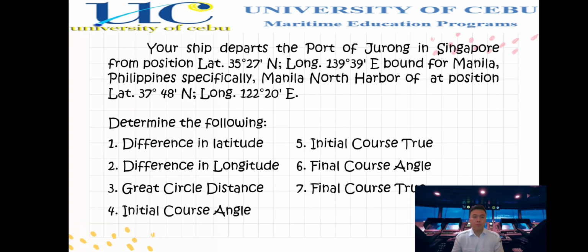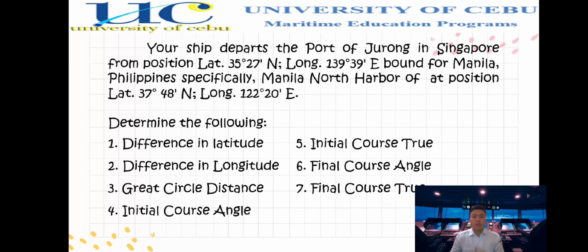Next slide. Our problem is: your ship departs from the port of Jurong in Singapore from position latitude 35 degrees 27 minutes north and longitude 139 degrees 39 minutes east. It is bound for Manila, Philippines, specifically Manila North Harbor, at the position of latitude 37 degrees 48 minutes north and longitude 122 degrees 20 minutes east. Determine the following: difference in longitude, difference in latitude, great circle distance, initial course angle, initial course through, final course angle, final course through.